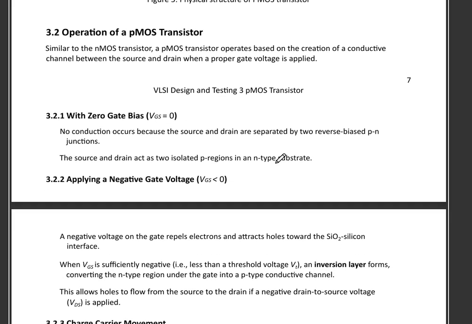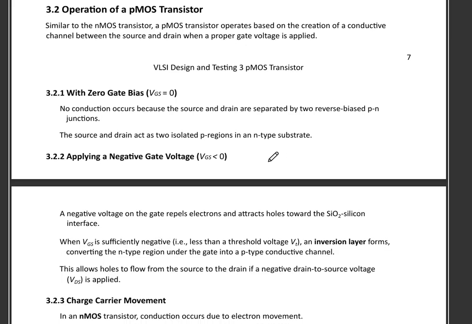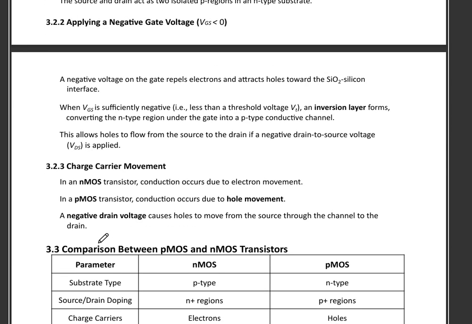Operation of PMOS transistor when VGS is 0: no conduction occurs and source and drain are isolated P regions in an N-type substrate, therefore there is no conduction and current flow. Next is applying a negative voltage, that is VGS less than 0. Applying a negative voltage on the gate repels the electrons and attracts the holes.